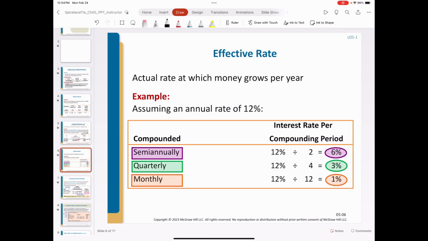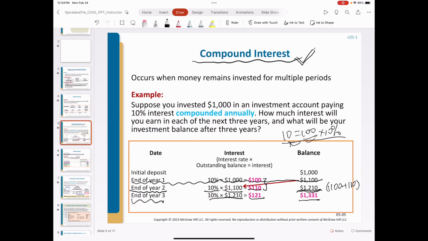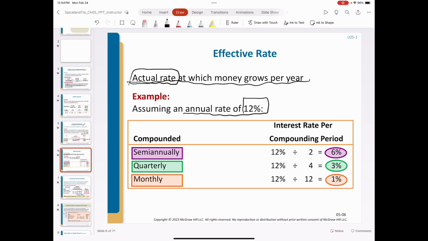The interest rate actually is the annual rate, or actual rate per year, assuming the annual rate is 12%. And it depends on how frequently the interest is compounded, in other words, how frequently the interest will become principal. So for different problems, we need to consider the frequency of compounding or the compounding periods.